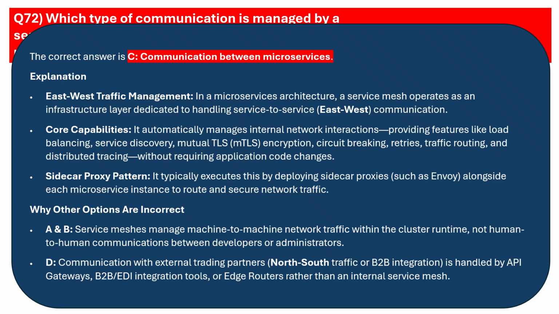Sidecar proxy pattern. It typically executes this by deploying sidecar proxies such as Envoy alongside each microservice instance to route and secure network traffic. Why other options are incorrect? A and B: Service meshes manage machine-to-machine network traffic within the cluster runtime, not human-to-human communications between developers or administrators. D: Communication with external trading partners, north-south traffic, or B2B integration is handled by API gateways, B2B/EDI integration tools, or edge routers rather than an internal service mesh.